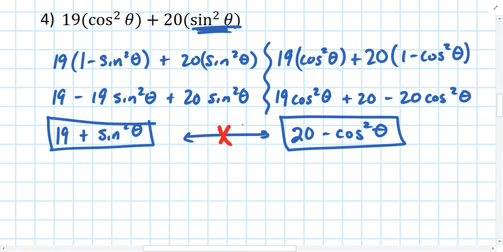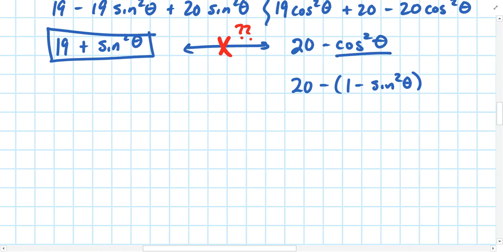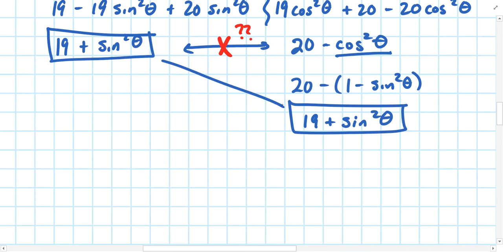Or does it? Think about this for just a second. We know that cosine squared is also the same as 1 minus sine squared. So if I substitute 1 minus sine squared in place of cosine squared, we would have this expression. And now 20 minus 1 is 19. And when you subtract a negative sine squared, that's the same as a positive sine squared. And if we were just to take this a little bit farther now, we've got an expression that matches.